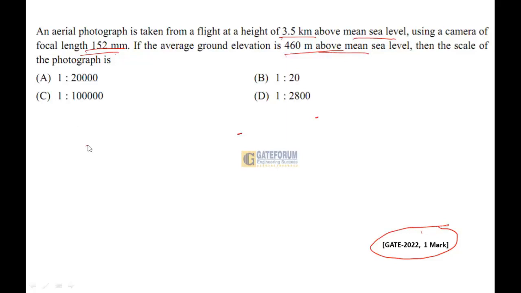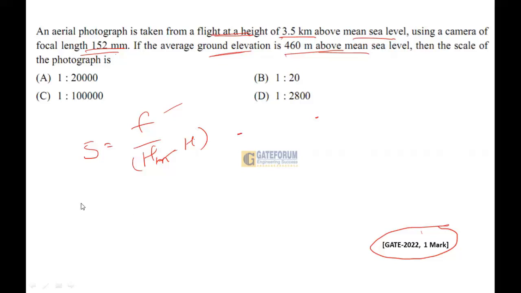So we have a formula for this. S is equal to F by H, where F is the focal length and H is the elevation from the ground. Here he is asking us to find the scale of the photograph. If you observe carefully, we have two heights: the flight height and the ground elevation. So the formula will be S equal to F by (HM minus H), the flying height of the aircraft minus the height of the elevation from the ground.